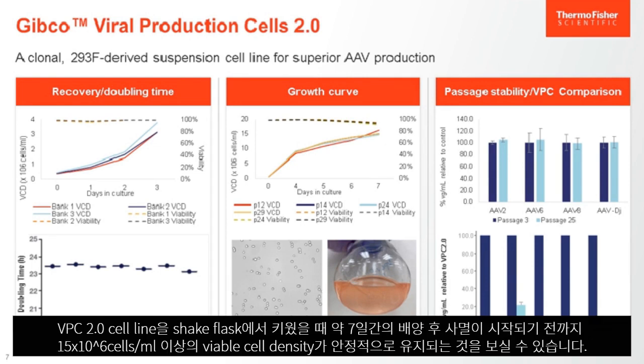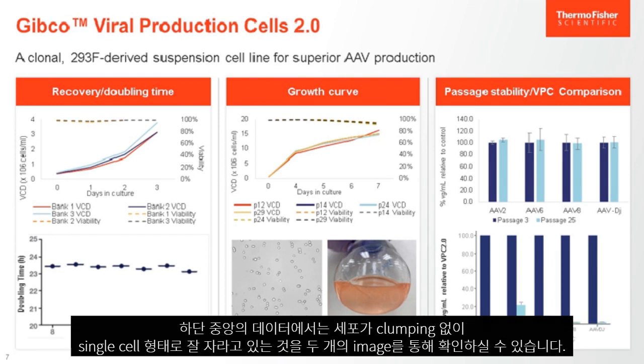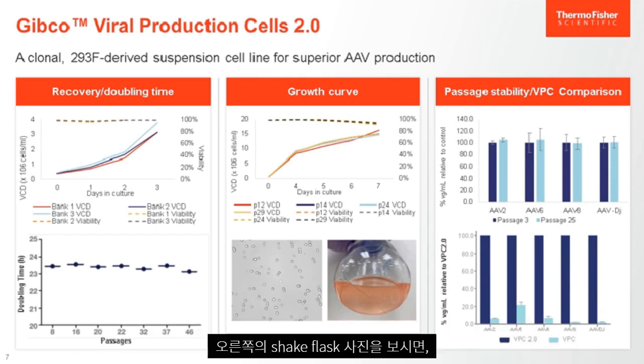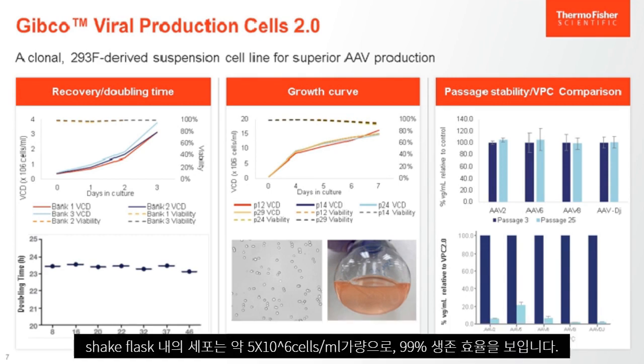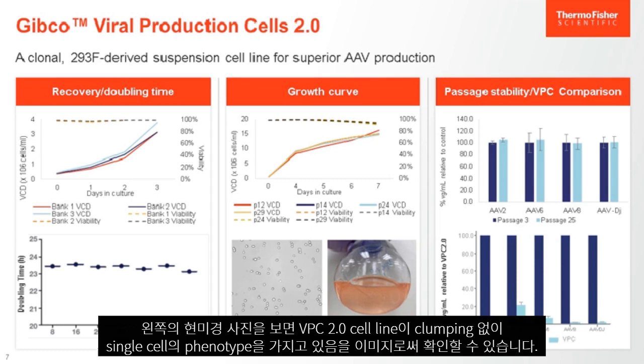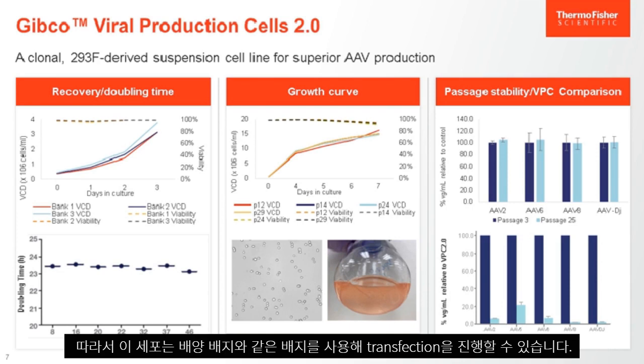In the top middle pane, you can see a representative growth curve obtained through simple shake flask cultures, where the VPC 2.0 cell line is attaining viable cell densities of greater than 15 million cells per mil before the cells finally start to die off at around 7 days post-seeding. In the bottom middle pane, you can see that nice non-clumping phenotype that I had mentioned. So in that shake flask on the right-hand side, those cells are at about 5 million cells per mil, 99% viable. On the left-hand side is a ViCell image showing the very nice non-clumping phenotype of the VPC 2.0 cell line that allows for these cells to easily be transfected in the same media that they're grown in.